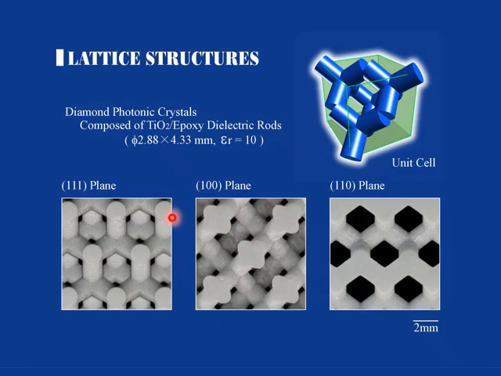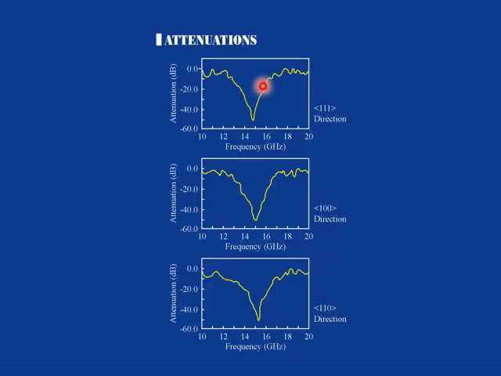Okay, and this figure shows a fabricated titanium dioxide particle dispersed epoxy diamond photonic crystal. You can see the 111, 100, and 110 crystal planes obtained according to their computer graphic data. Okay, so the microwave transmits to the 111, 100, and 110 directions. Okay, this figure shows the transmission attenuation of the microwave.